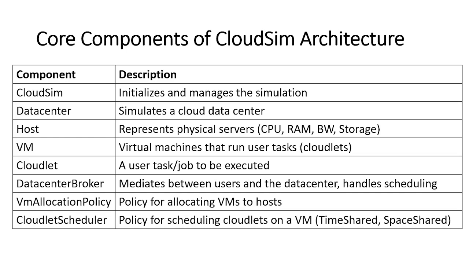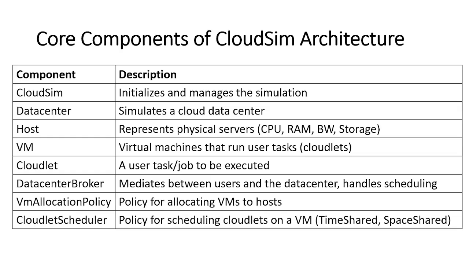Moving on to the core components of a CloudSim architecture, we have various components. First one is CloudSim, which is going to initialize and manage the simulation in the cloud environment. And we have the real infrastructure that can be configured in a cloud environment. The infrastructure is going to be a data center, simulating a cloud data center. The host can represent a physical server in terms of the configuration of CPU, RAM, bandwidth, storage, and we have virtual machines that run user tasks. User tasks are known as cloudlets.